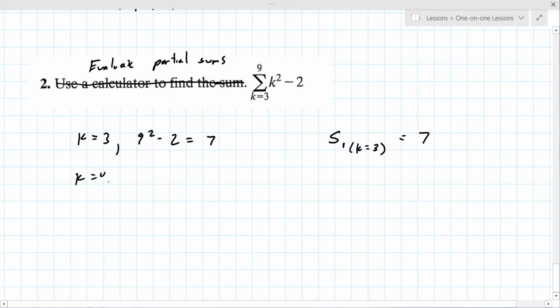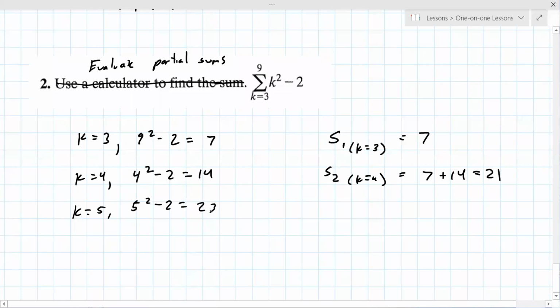Let's say k equals 4. That's 4 squared minus 2, which is 14. S sub 2, which means that k is 4, is 7 plus 14, which is 21. Okay. And then k equals 5. This will be the last one we do like this. 5 squared minus 2 is 23. So S sub 3 is k equals 5, and then it's 7 plus 14 plus 23. Okay. Now, what might your instructor do?